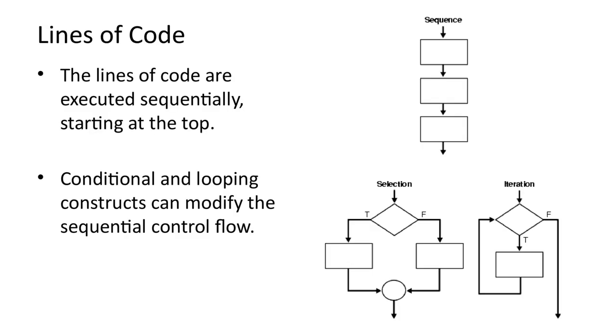In general, you can think of the code as being executed one line at a time. The lines form a linear sequence, starting from the first line. We refer to this as the sequential control flow. Later in this course, you will use conditional constructs and looping constructs. These constructs will modify the typical sequential flow.